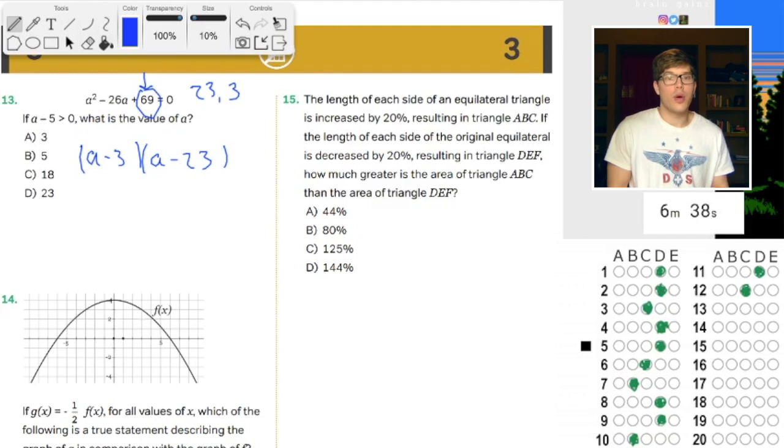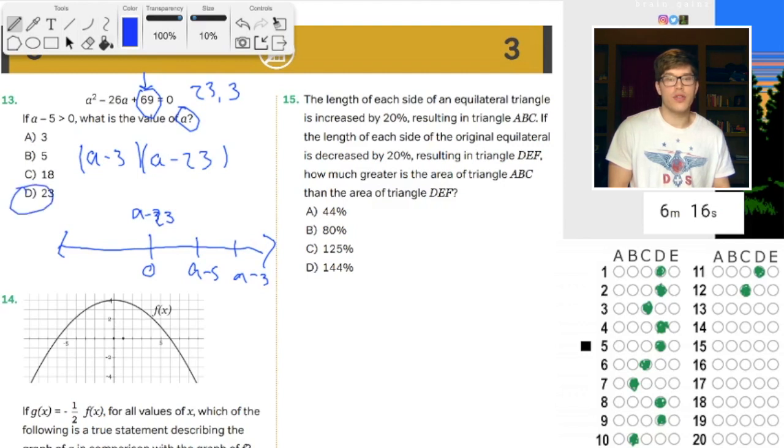And what is the value of a if a minus 5 is greater than 0? Okay, let's just throw this on a number line. We have 0, a minus 5 is greater than 0, which means a minus 3 is greater than 0. But a minus 23 might not be. So what is the value of a? 23 must be the solution. Okay, so 13 is D.